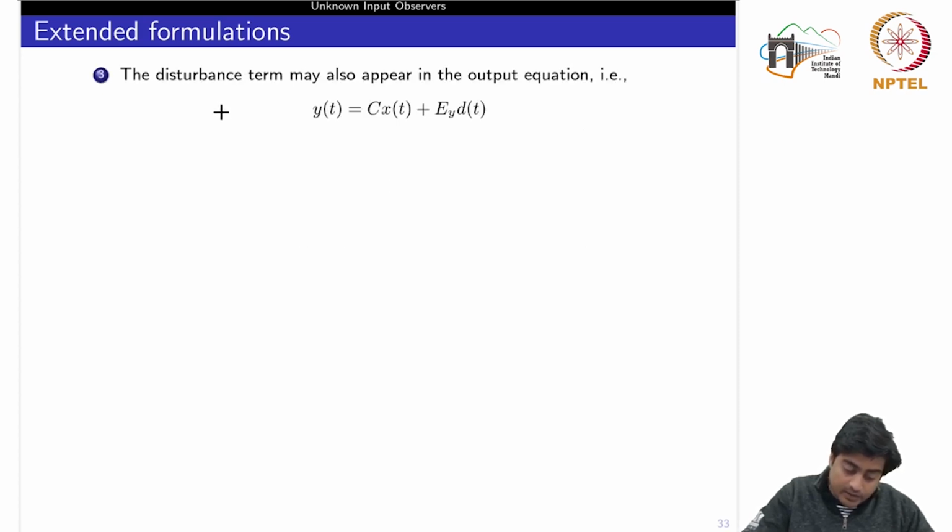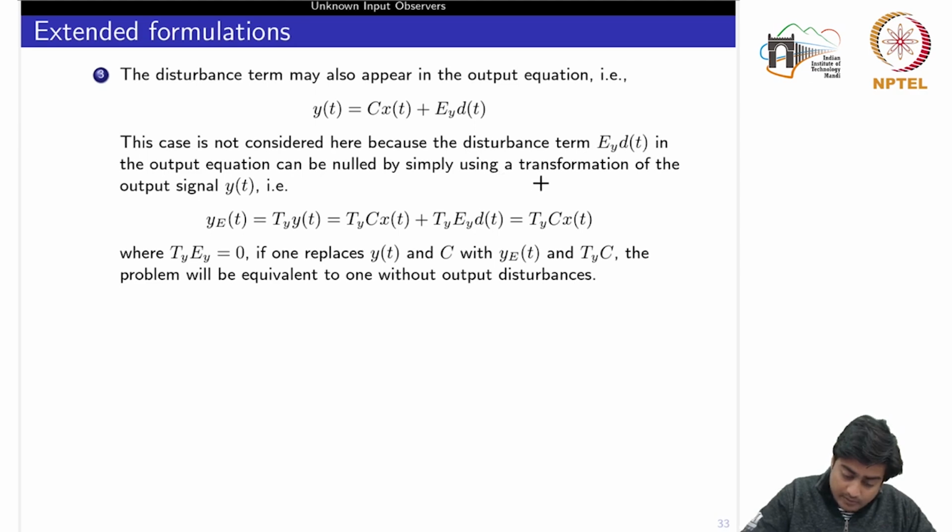Third, if you recall, in the output equation we have only considered that y is equal to Cx(t), but there might be a disturbance term in the output equation with its distribution matrix as E_y. To get rid of this issue, we can design a transformation matrix, let's say T_y, such that if I pre-multiply this whole equation by the matrix T_y, T_y E_y becomes equal to 0, and at the same time T_y C is not equal to 0.